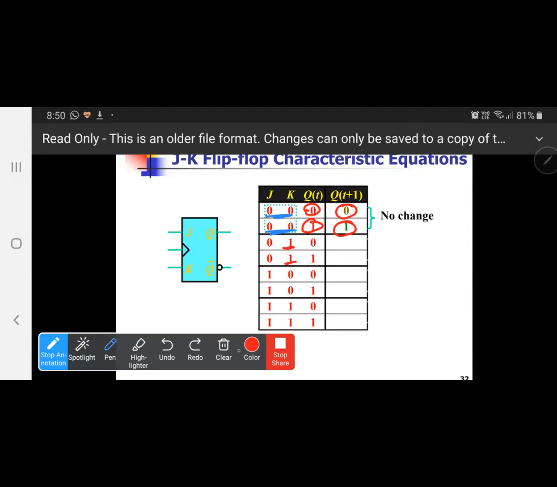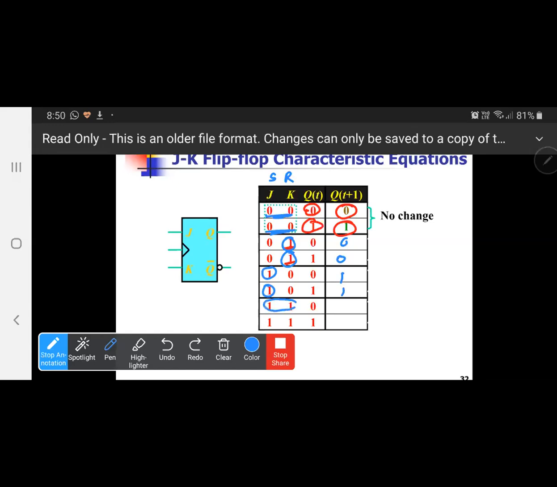Now K is 1. If K is 1, then reset, it will be zero. Now J is 1, so set, it will be one.